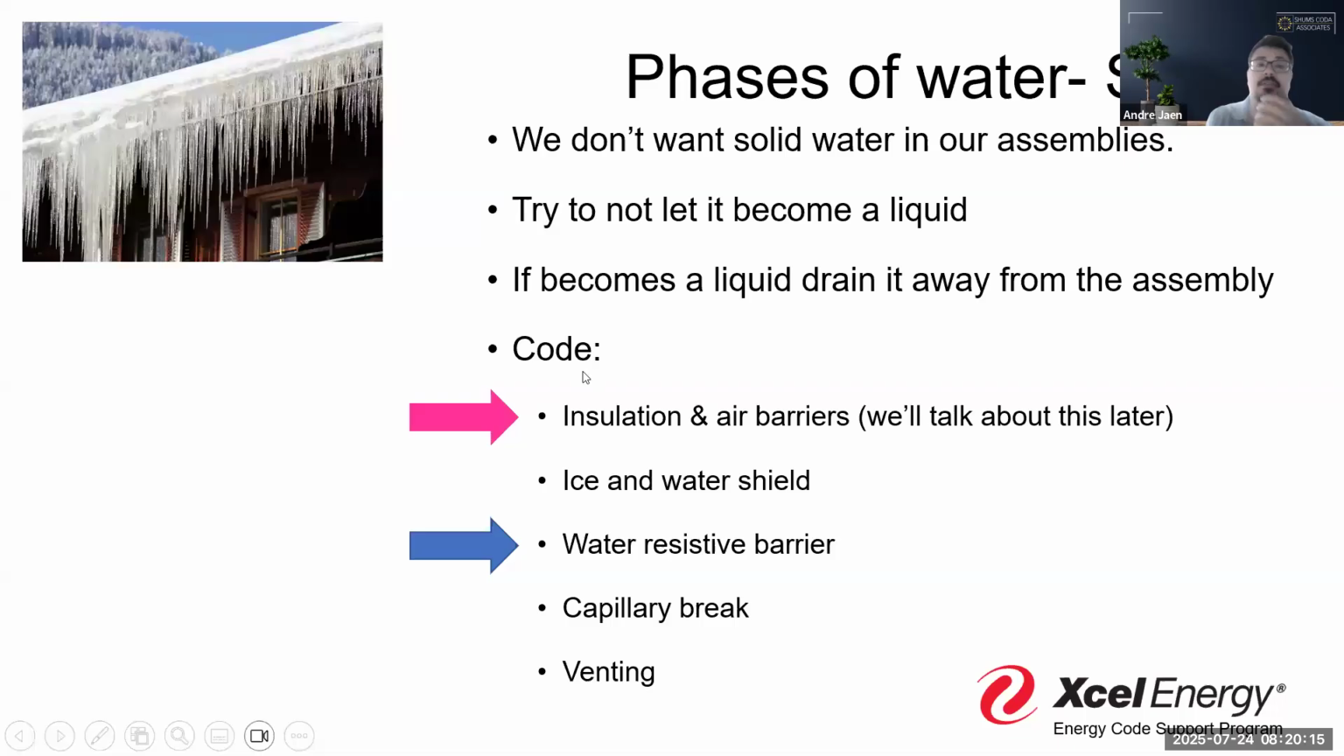So we definitely don't want water to become solid in our assemblies. We talked a little bit about that. We want it to really prevent from entering at all. And if it is liquid, we want it to drain away from the assembly. And we're going to use insulation and air barriers, right, to prevent that intrusion, especially from a vapor component as it changes latency. We're also going to use our water resistive barrier in order to prevent that from happening.